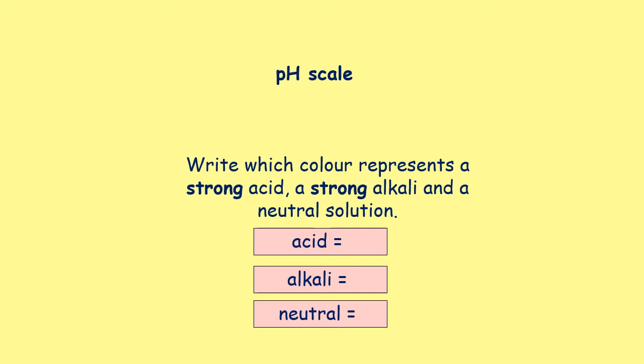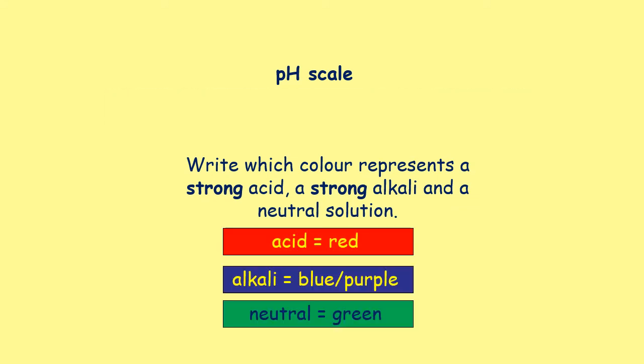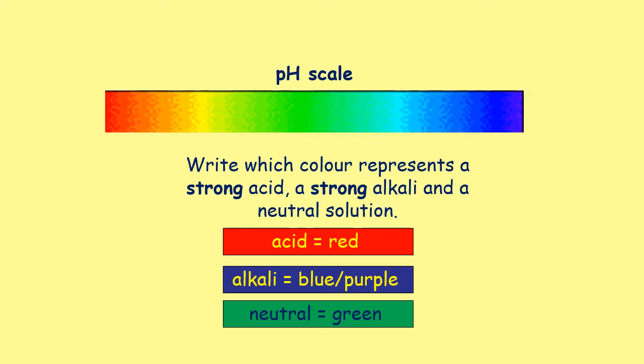So what we have is an acid is red, an alkali, you could say dark blue or purple, and neutral is green. So the left-hand side is the acid, the middle is the neutral one, and the right-hand side is the alkali.